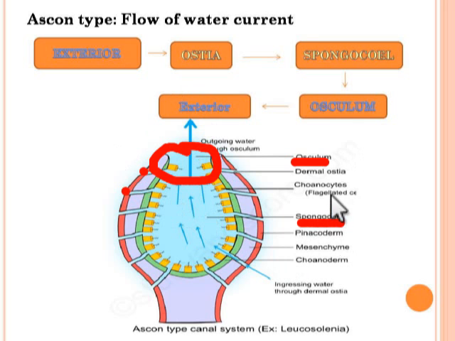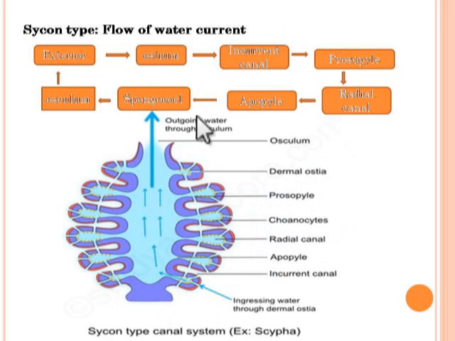Okay. First the water can enter through the pores, ostia, and then they can reach the spongocoel. After that the water can move outside, to the exterior, through the osculum. This is the ascon type. Now we will see the flow of water current in the sycon type.